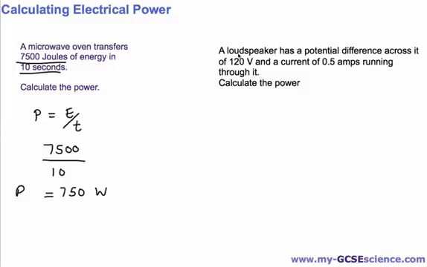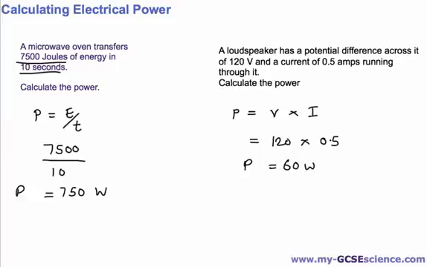So the next question here, a loudspeaker has a potential difference across it of 120 volts and a current of 0.5 amps. If you're thinking ahead, you probably got this already. It's the other formula, is power equals potential difference times current. Again, remember you'll be given these, so you won't have to remember them. But that's just a simple case of 120 times 0.5. So the power of this loudspeaker is 60 watts.